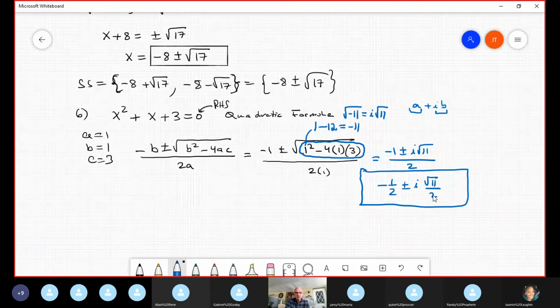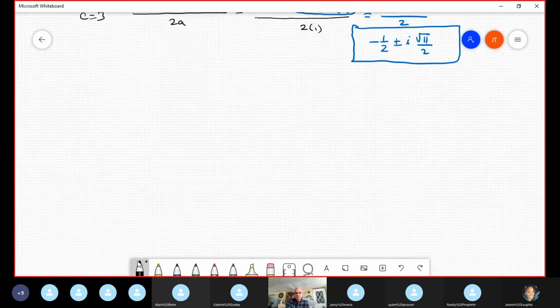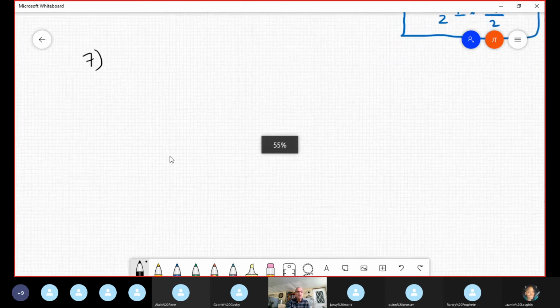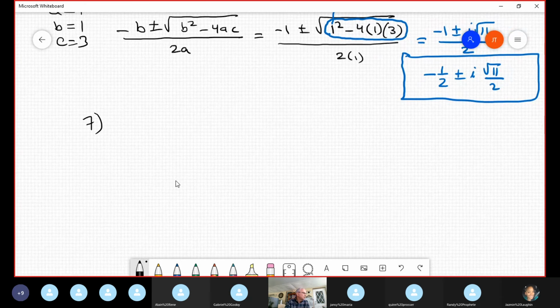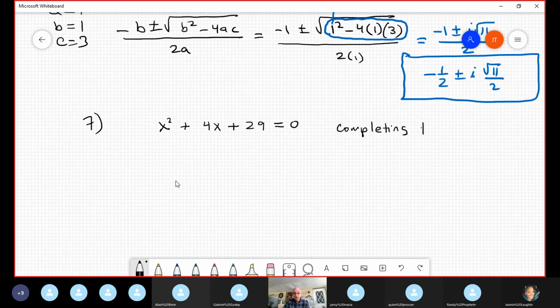Okay, that was number six. Now number seven. Number seven is another quadratic equation, but they want it mandatorily done by completing the square. You have to solve this quadratic equation, but mandatorily by completing the square. Suppose you don't respect that and you solve it by the quadratic formula, zero for you. This is another technique I need to evaluate.